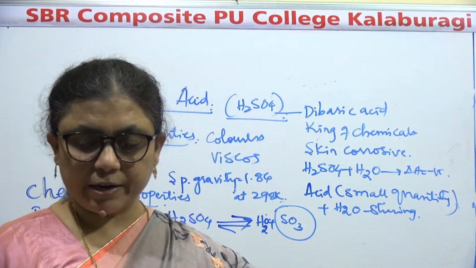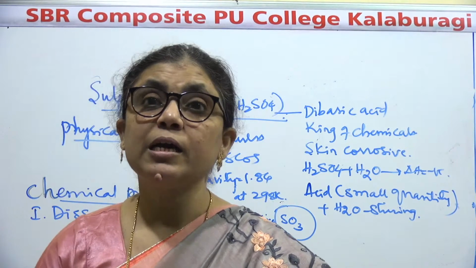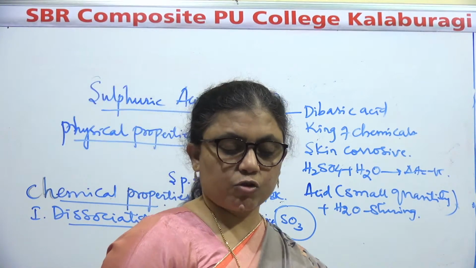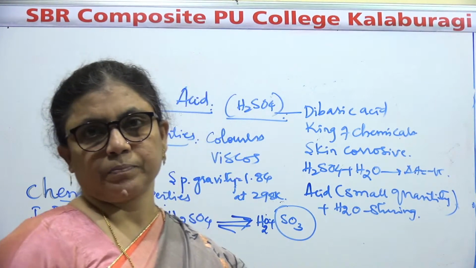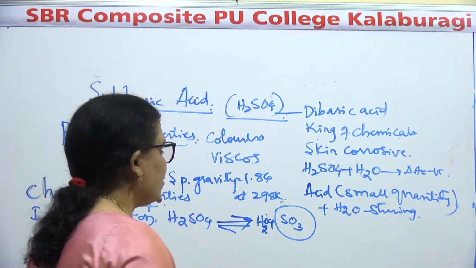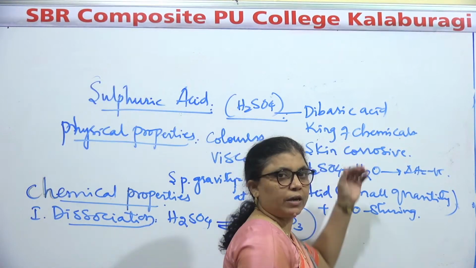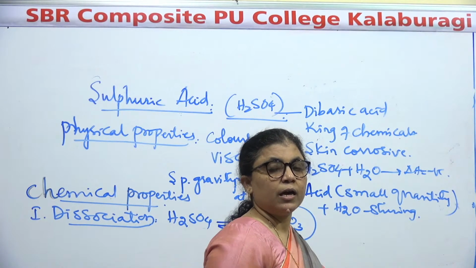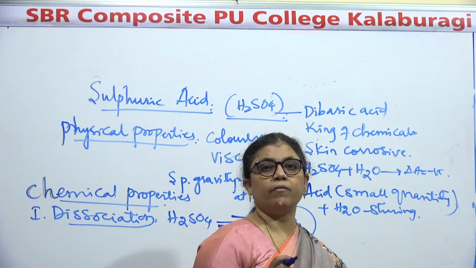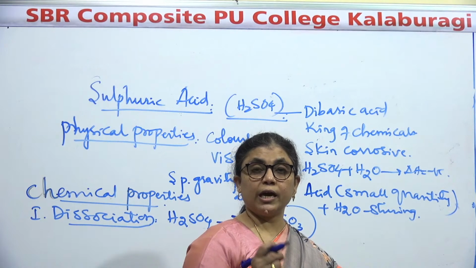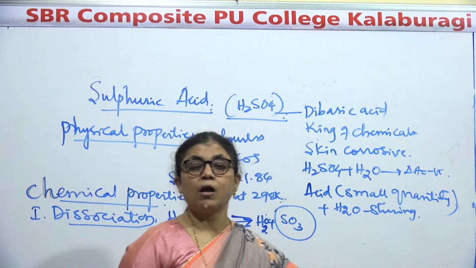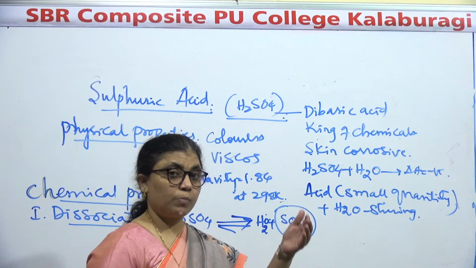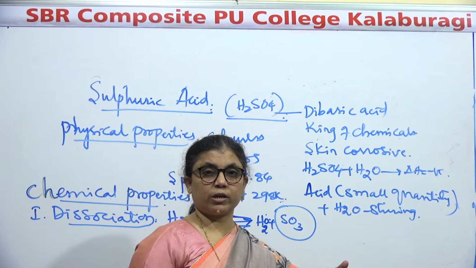The acidic nature of any acid can be decided on the basis of what, children? Ka value. The higher the value of Ka, the stronger the acid. As we said, it is the king of chemicals, so from the name itself it indicates that it may have a higher Ka value. Do you know the Ka value of sulfuric acid is more than 10?